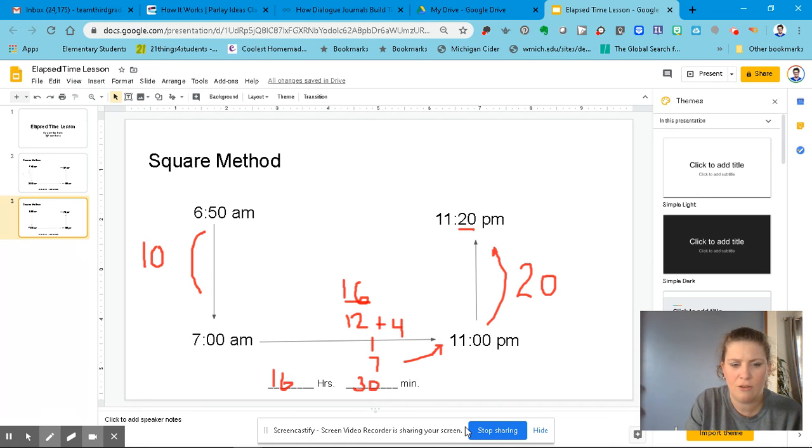So there you go. That's a little method that I found to be very helpful for my third graders when I was teaching them elapsed time. Good luck.